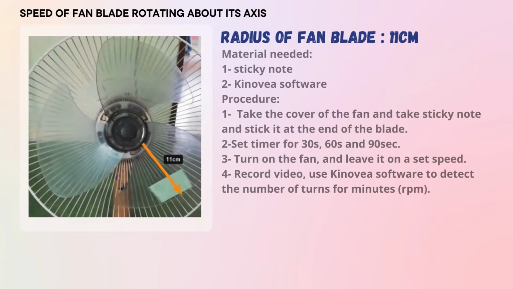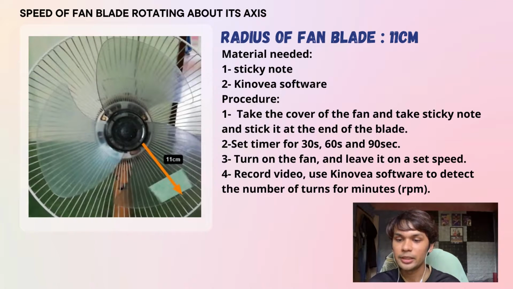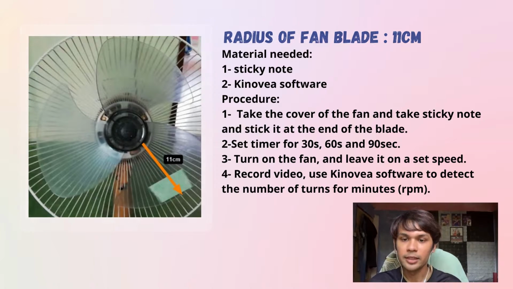Firstly, to analyze it, we measure the fan blade, which is 11 cm, and the materials we use to do this experiment are a sticky note and Kinovea software. So the procedure, basically, we just open the cover, put the sticky note, and then analyze it using Kinovea after we recorded the rotation of the fan blade.